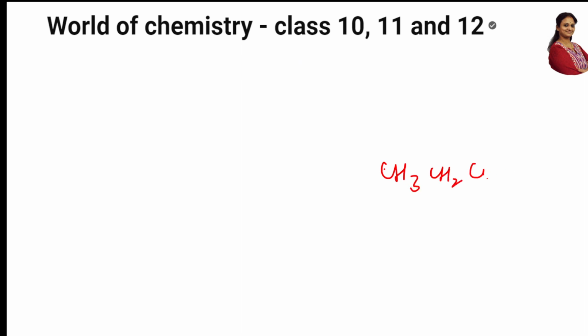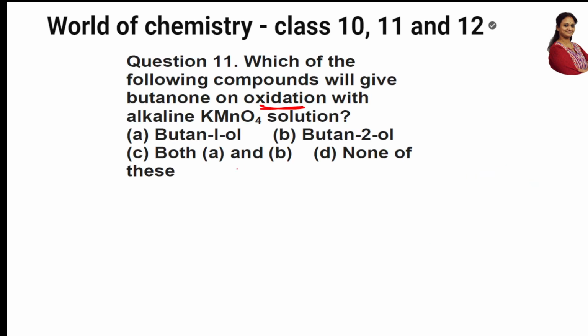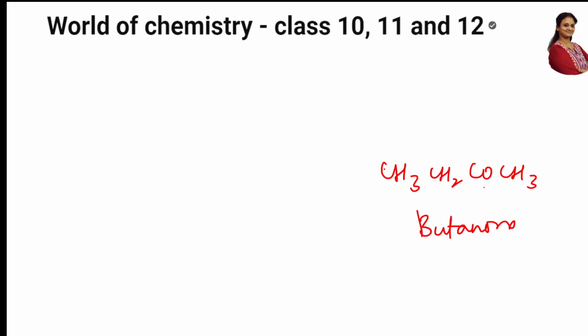CH3CH2COCH3. This is butanone, correct? Butanone. Now, how many carbons are there? 1, 2, 3, 4. So I also require 4 carbons. Which one has 4 carbons? Now in this case, where is the CO group? The CO group is here.